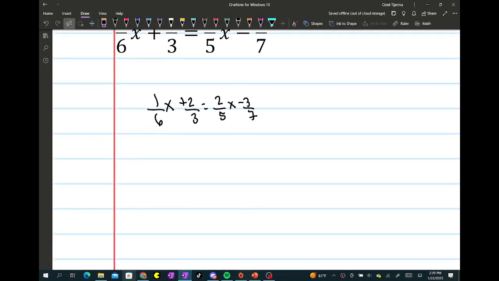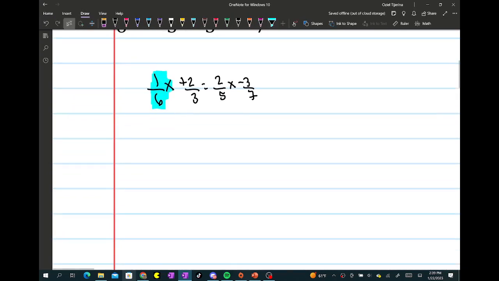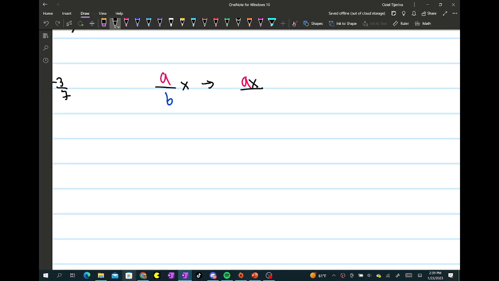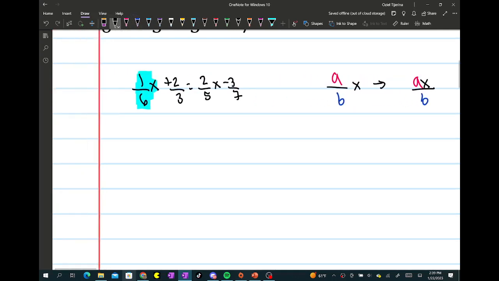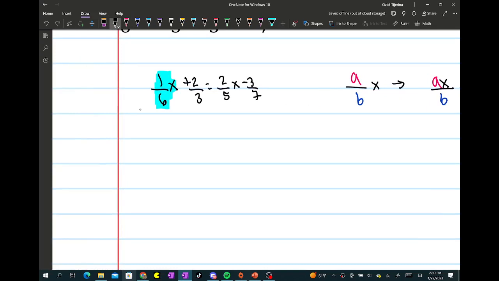Now, when we have a fraction like this, if I have a over b x, I can simply write it as ax over b. So here, 1 over 6x, I can just say 1x over 6. And we all know that 1x is just x, right? So I can rewrite this as x over 6. I like to work with it this way just because it's easier.